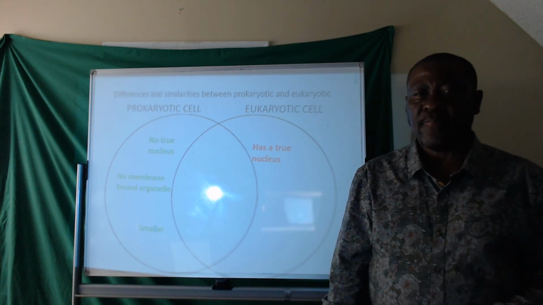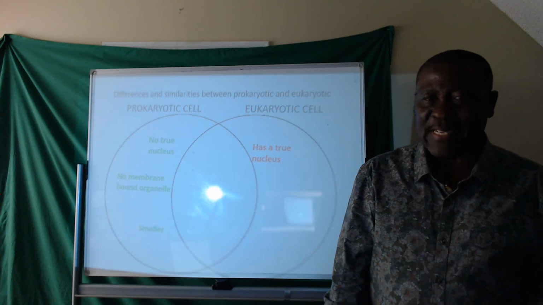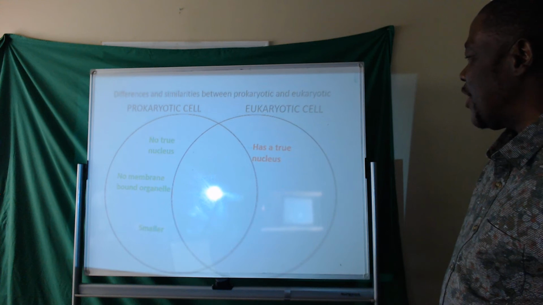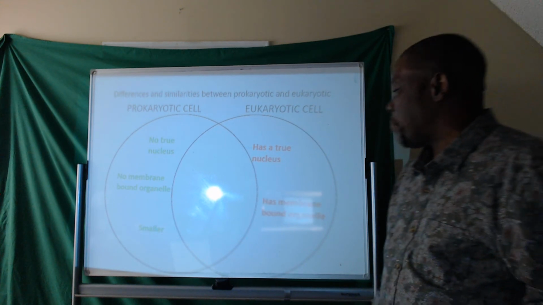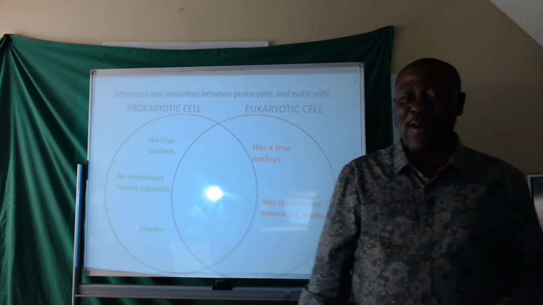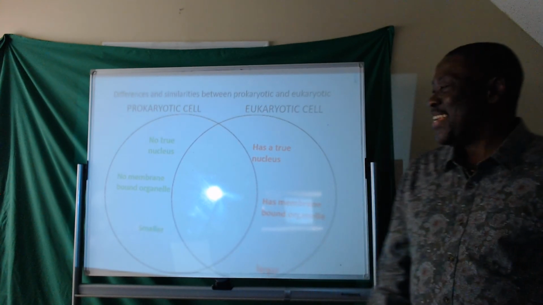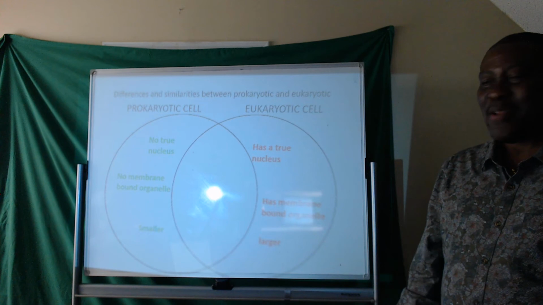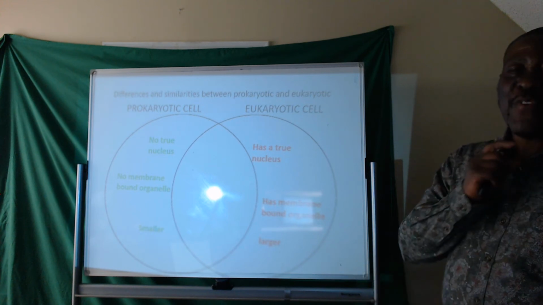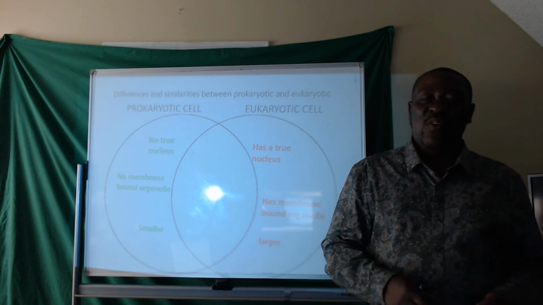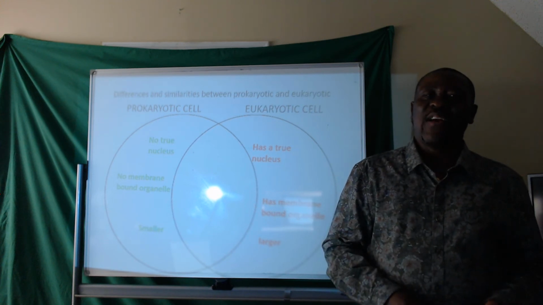Think about it. Exactly right. I heard someone say under the eukaryotic cell, you write down that they have membrane-bound organelles. Exactly right. What else? You guys are smart. That's right. So which means they are larger. They're the biggest one, all right? If you compare prokaryotic cell and eukaryotic cell, the biggest one or the largest one is the eukaryotic cell.